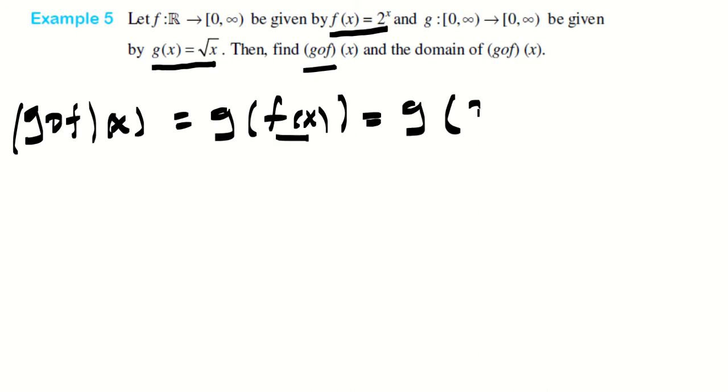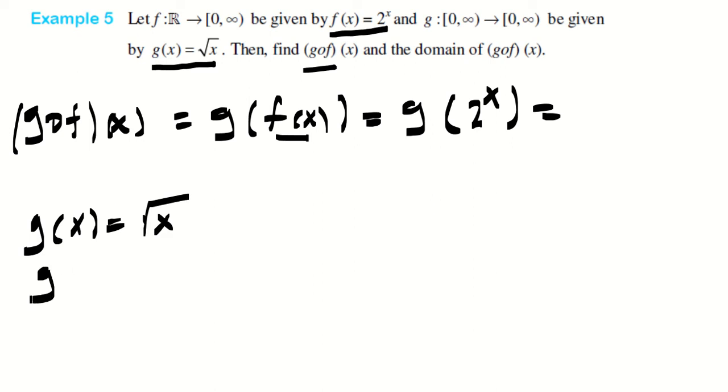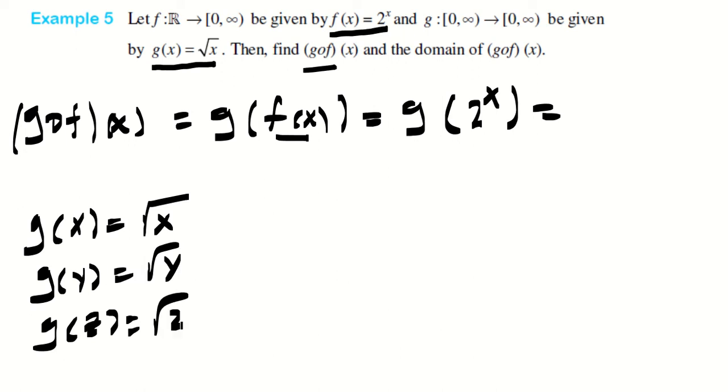This is the same as g of f of x, which is g of what is f of x? E to the power of x, which is g of what? E to the power. First of all, g of x means, again, as I was mentioning before, g of x is square root of x. If I say g of y, square root of y. If I say g of z, square root of z. What the g does is put everything in the square root. So it will be square root of e to the power of x.